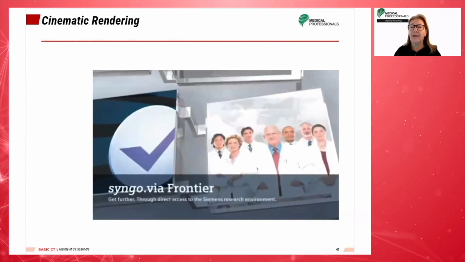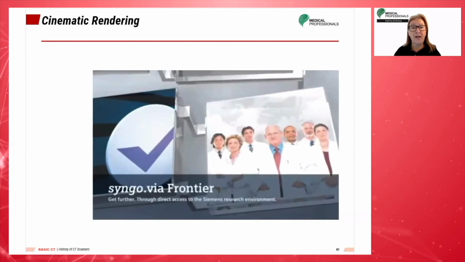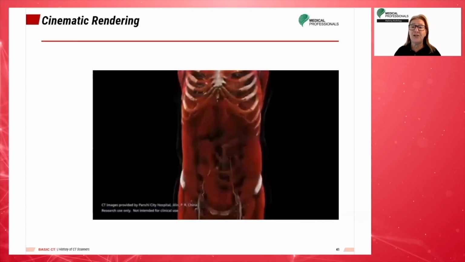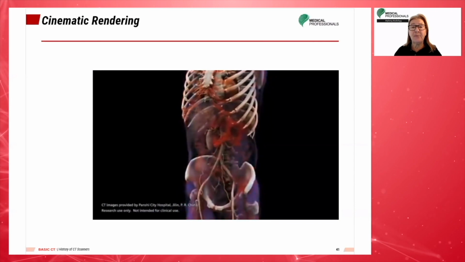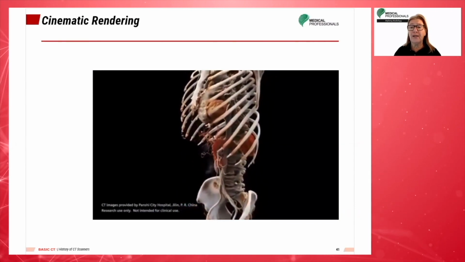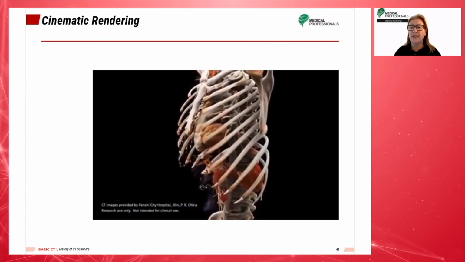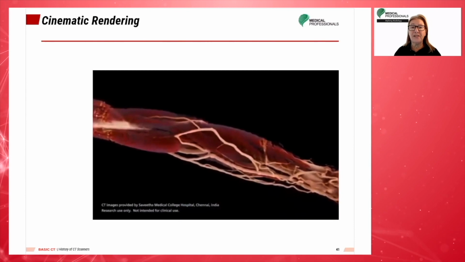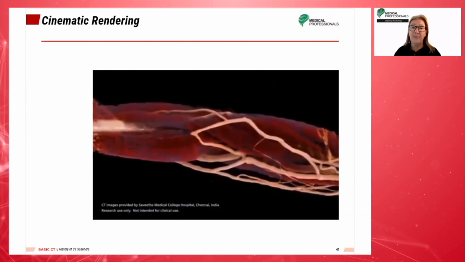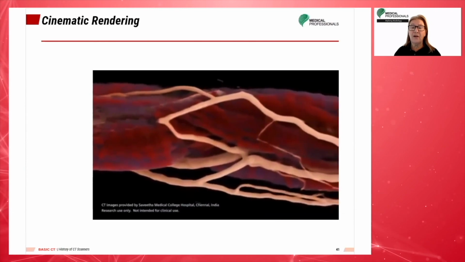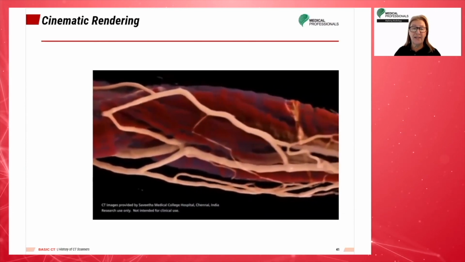Cinematic rendering is a novel post-processing technique for 3D visualization of CT image data. Compared to volume rendering, cinematic rendering results in a more photorealistic representation of anatomy and provides the best image quality for high-density structures.